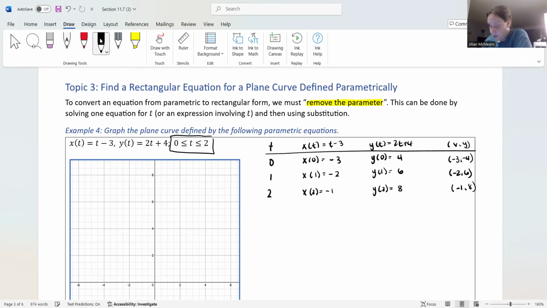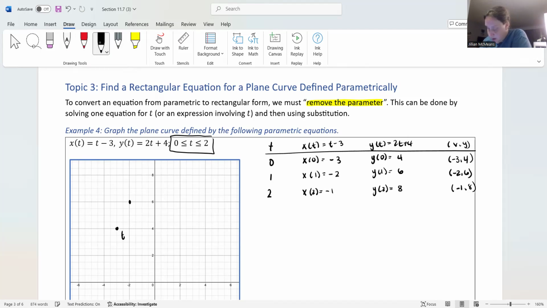So let's see what that looks like. This should not be negative 4. This should be positive 4. So the point on the plane when t equals 0 is negative 3 comma positive 4. Please change that to positive 4. So negative 3 and then 4. So we get this point. And then we have negative 2, 6. So when t equals 1, we go negative 2, 6.